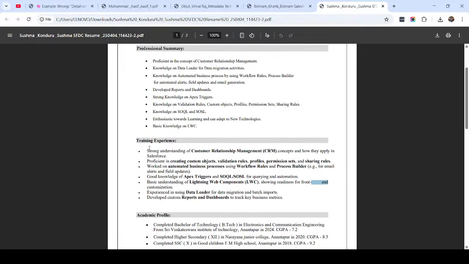No need to write it two times, it is duplicacy. Again and again you are writing the same thing. Customer relationship management, here also proficient in the concept, and then again strong understanding. So take it in one thing only. Try to mention it as training experience, and in that you can include these points also.